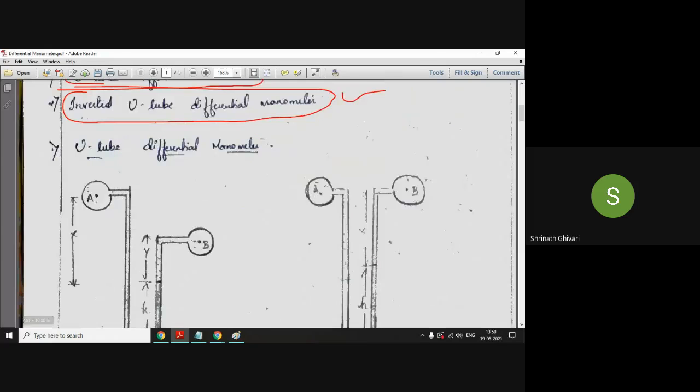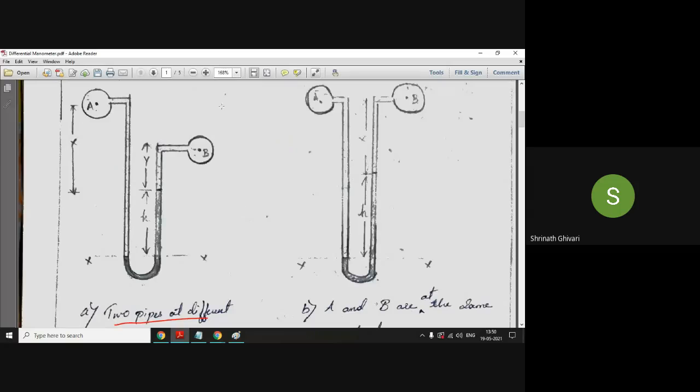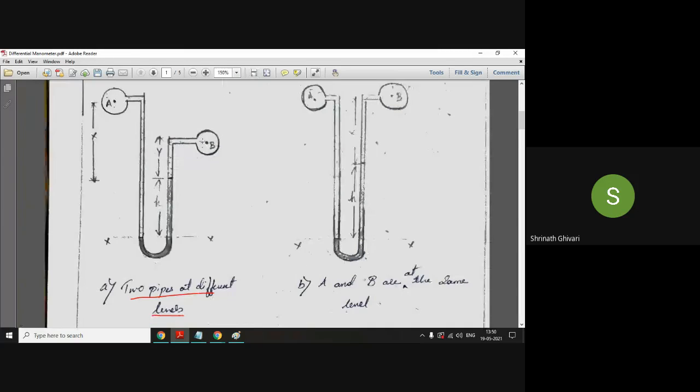Okay, so as I have shown you here, two pipes at different levels. You can see there's one pipe at A and one pipe which is at B. I want to measure the pressure difference between PA and PB. So what will happen? The fluid will apply a pressure. This is the same what you have learned previously. We are defining it with the different terms like H. What is H here? It is the difference between the mercury levels.